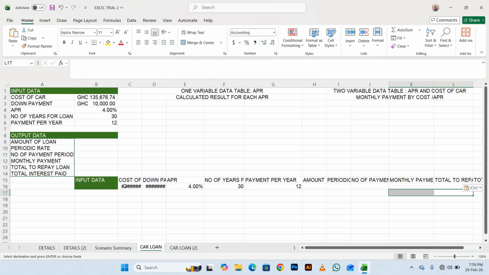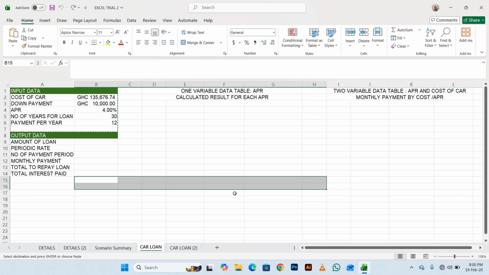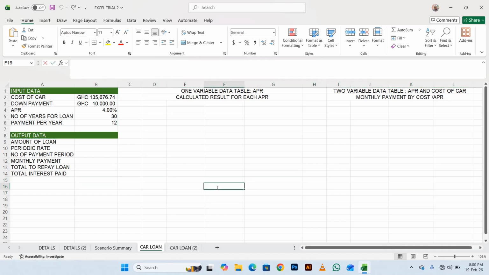So the most important thing is for you to understand that we are deducting the down payment from the cost. Not we are deducting B from D. It shouldn't be like that. I hope you get it. Okay, so this is what we are doing this time around.